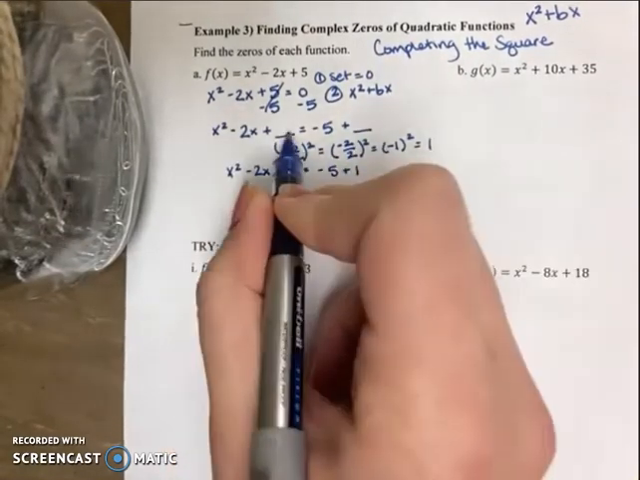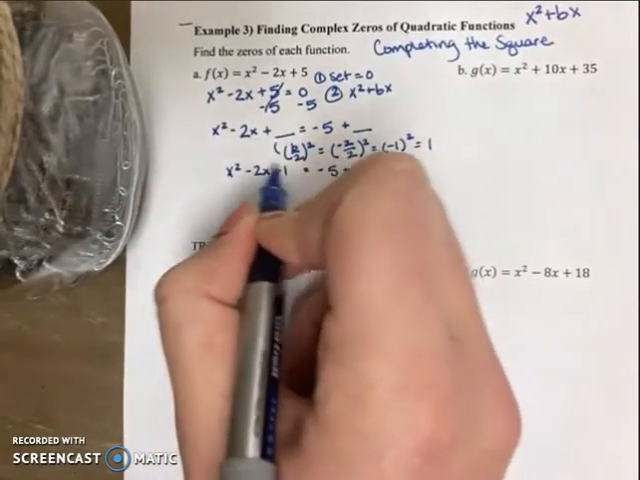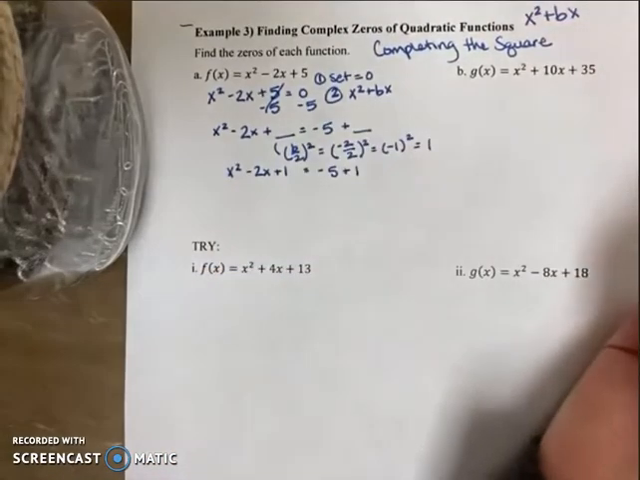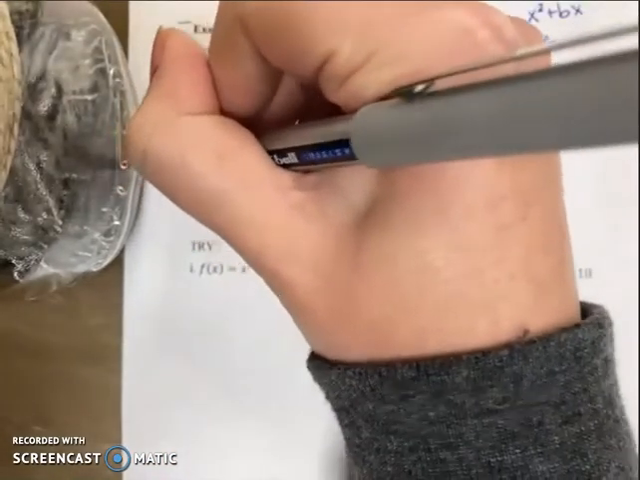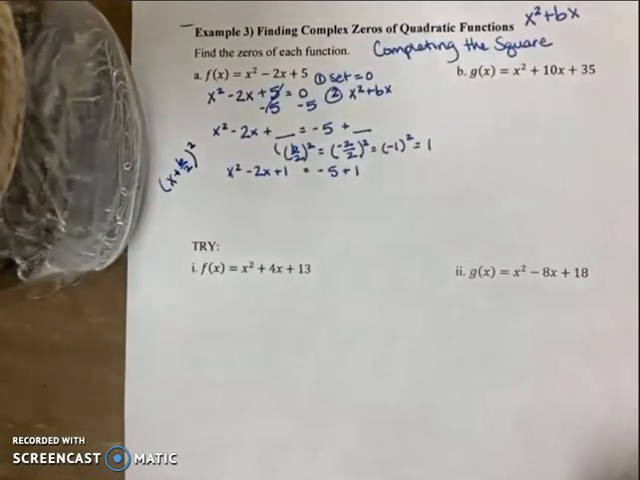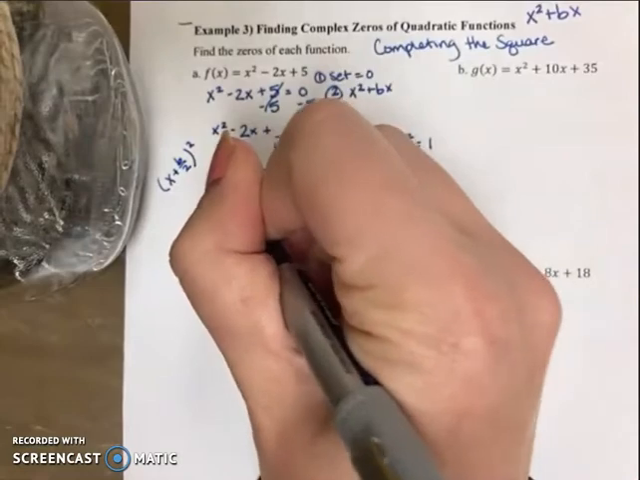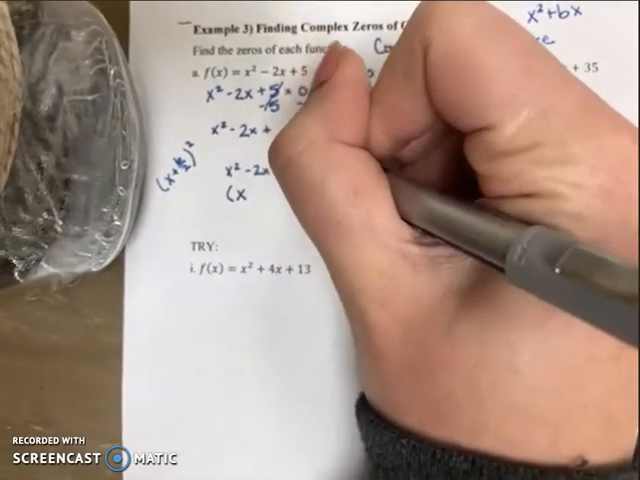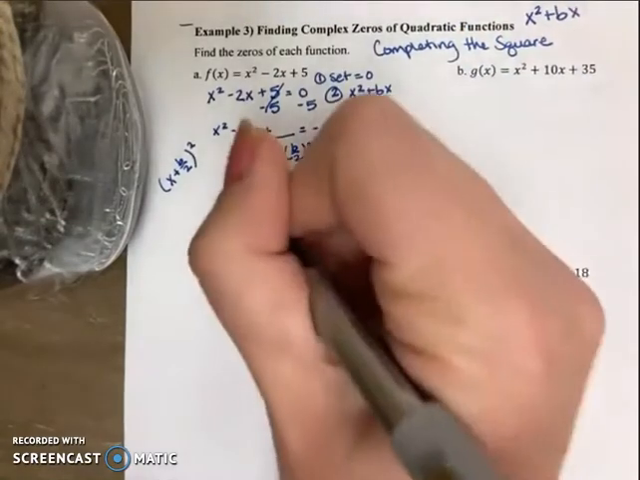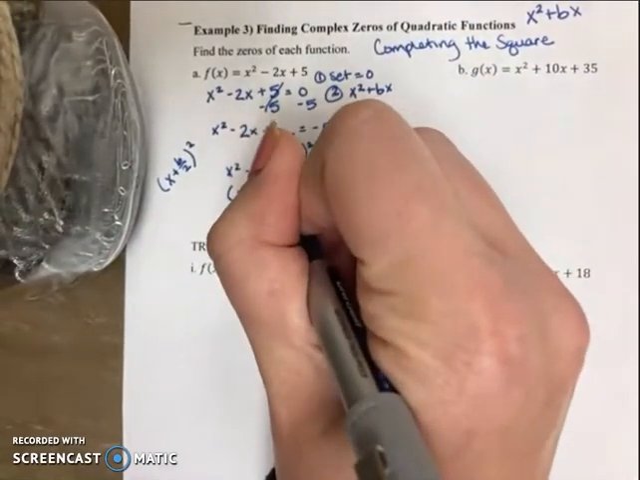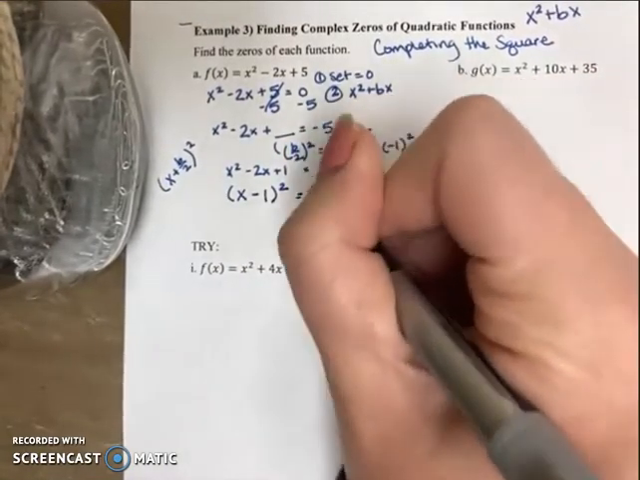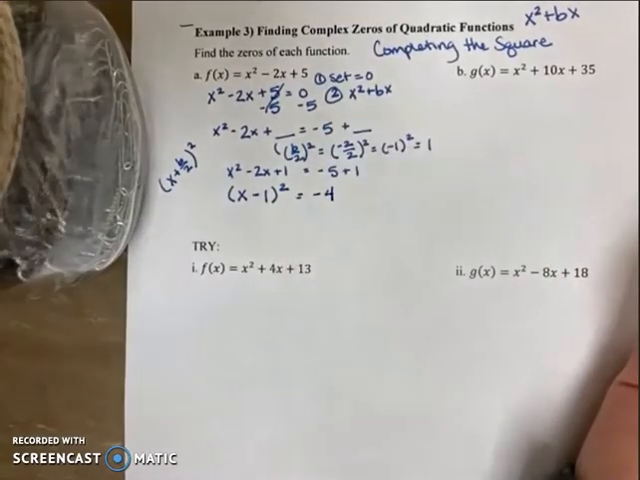By adding a 1, I've made it so that this is now a perfect square binomial, and I can rewrite that as x plus b over 2 squared. So I have x plus, I'm going to have my b over 2, and in this case my b over 2 was a negative 1, so that's minus 1 being squared, equals negative 5 plus 1 gives me a negative 4.